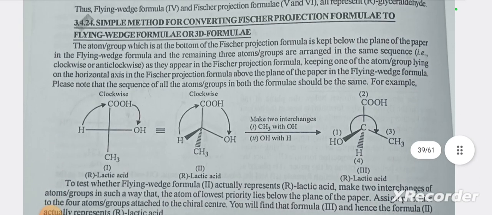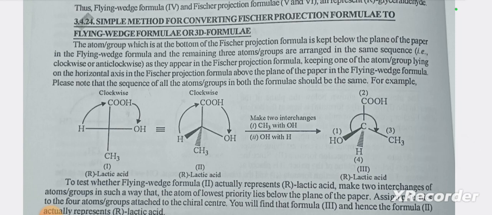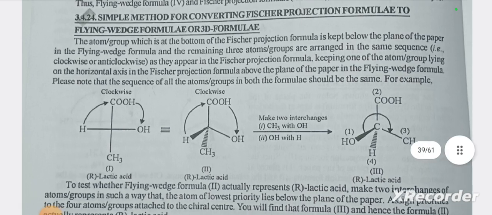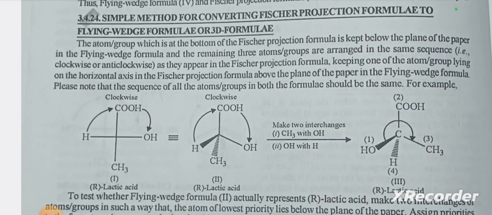Simple method for converting Fisher projection formula into flying wedge formula. The atom group which is at the bottom of the Fisher projection formula is kept below the plane of the paper in the flying wedge formula, and the remaining 3 atoms or groups are arranged in the same sequence as they appear in the Fisher projection formula, keeping one of the atom groups lying on the horizontal axis in the Fisher projection formula above the plane of the paper in the flying wedge formula. Please note that the sequence of all the atom groups in both formulas should be the same.